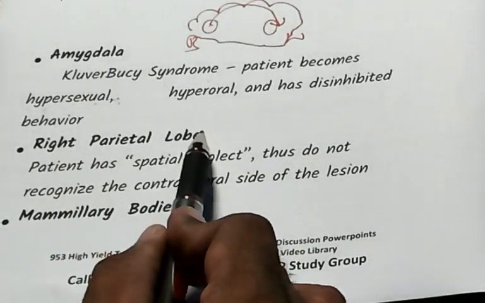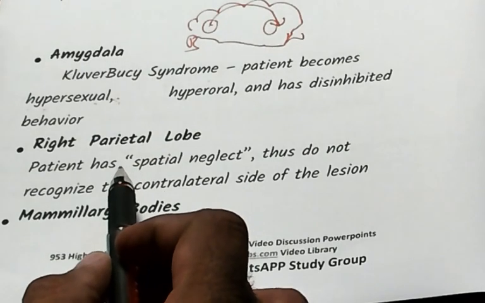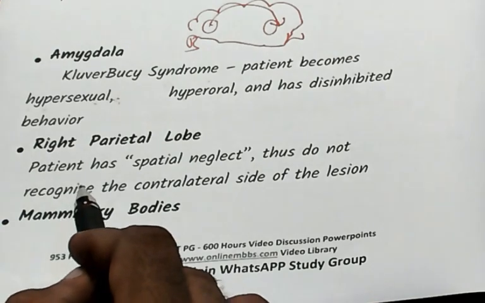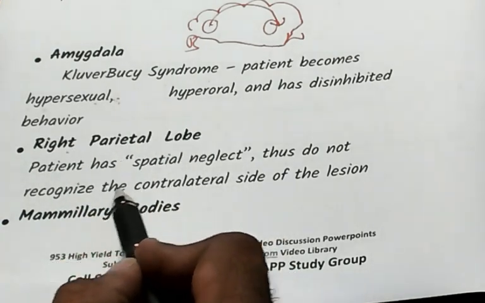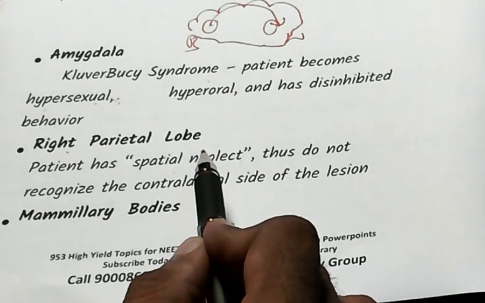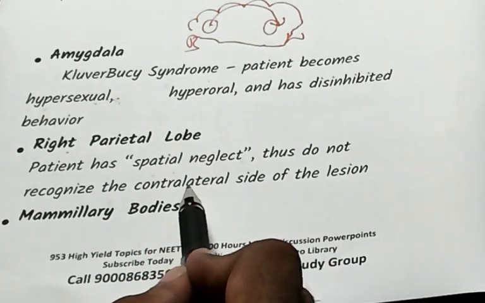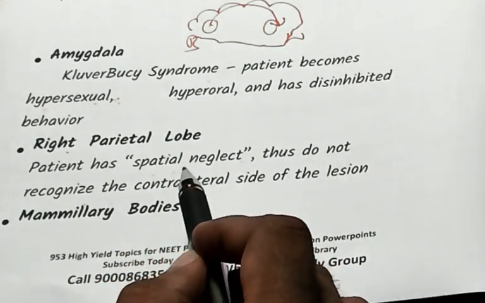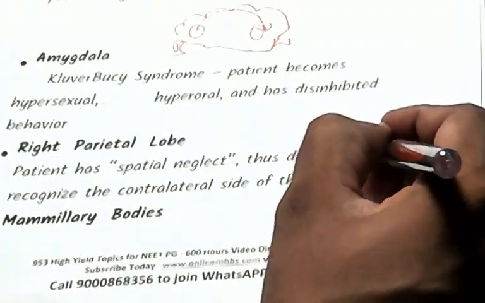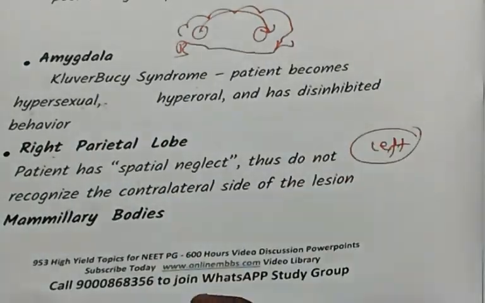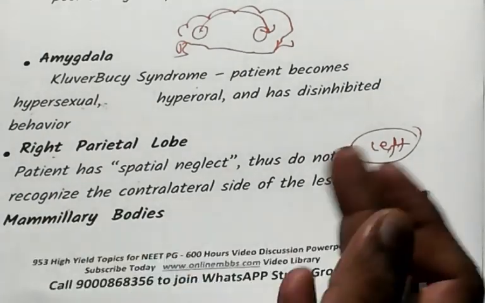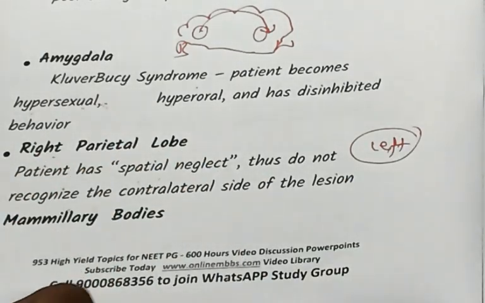Then right parietal lobe, left-handed person में right, right-handed person में left is the dominant hemisphere, है ना? So right parietal lobe, if it is affected, there is a spatial neglect. Thus, he cannot recognize the contralateral side of the lesion. That means, typically on the left side of the body, he won't recognize that he is having that body. He won't even wear the pant and shirt on the left side. That is what you need to remember.